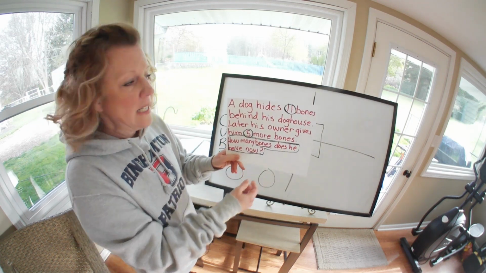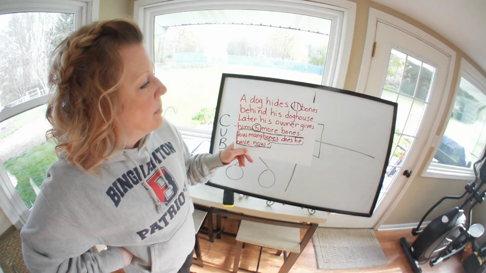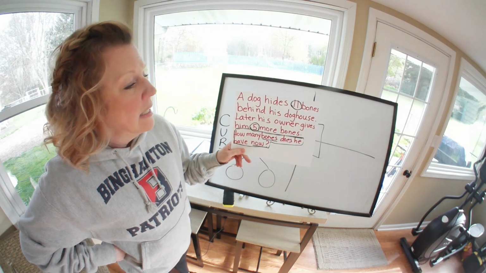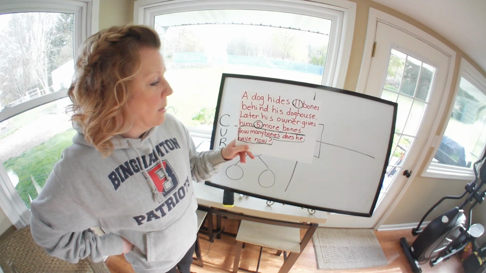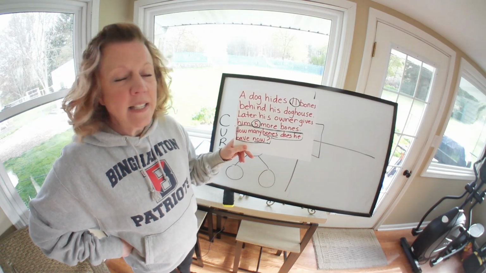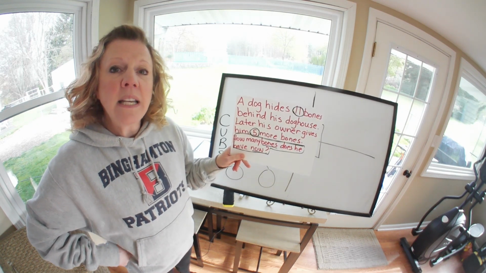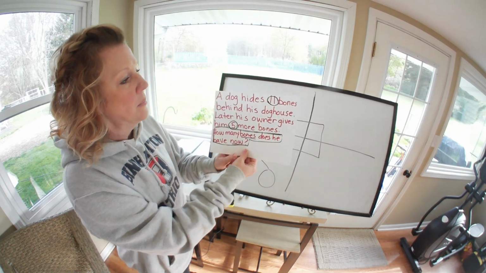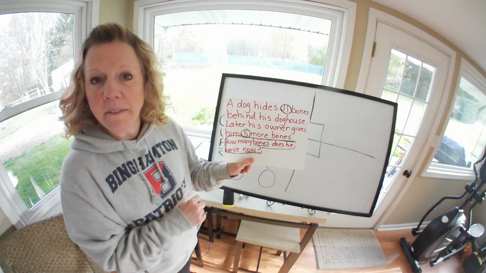Here's our problem for today. A dog hides 11 bones behind his doghouse. Later, his owner gives him 5 more bones. How many bones does he have now? And you can see I went ahead and did this for you. So we circled 11 and 5.